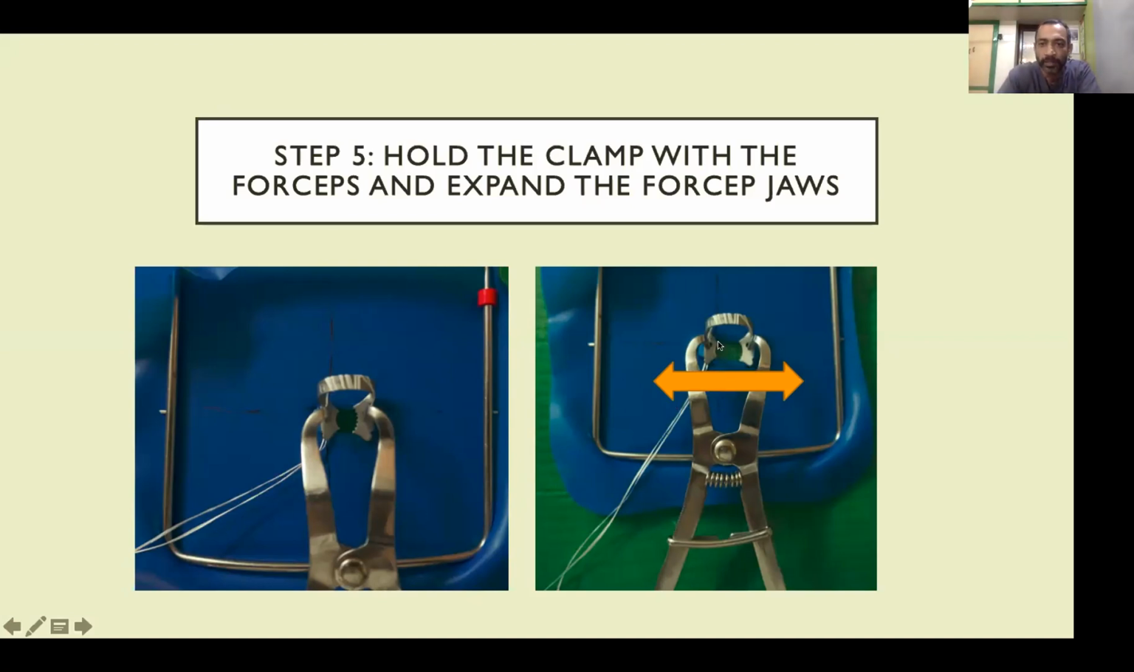You place the forceps into the holes of the clamp, expand, the lock falls down, it locks into place. You can actually now lift the entire assembly. The forceps are attached to the clamp, is attached to the sheet, is attached to the frame. The whole thing will be in your hand.